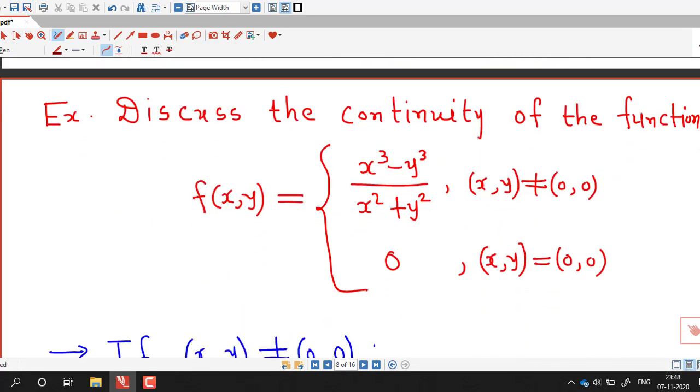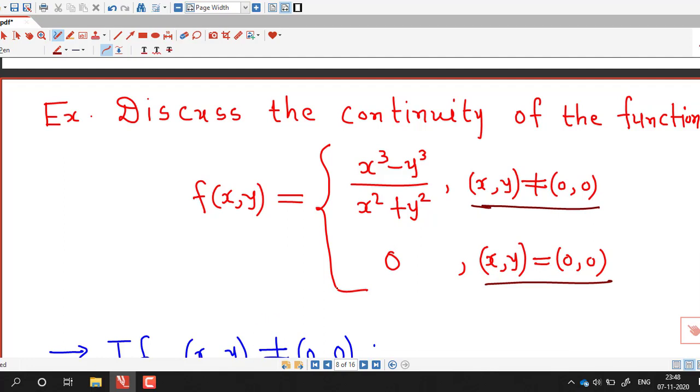Next question. Discuss the continuity of the function x cube minus y cube over x square plus y square whenever xy is different from origin, and 0 whenever xy is equal to origin. Now here function is different for non-zero points and it is different at origin. So we have to consider two cases. First case is whenever points are different from origin, and then the continuity at origin.